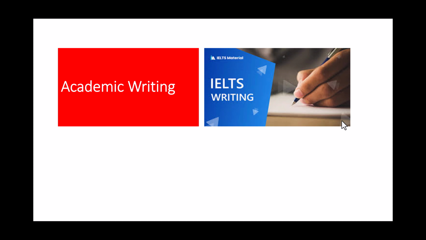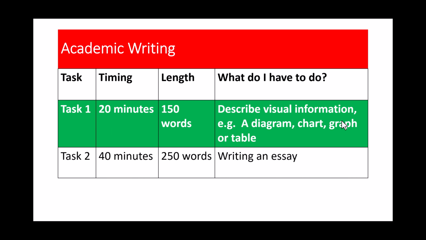The next skill, the third skill, is writing. Let's have a look at the academic writing. In academic writing, we have 2 tasks, task 1 and then task 2. In task 1, you're given 20 minutes. You have to write 150 words, a report about a piece of visual information: a diagram, chart, graph, or table.